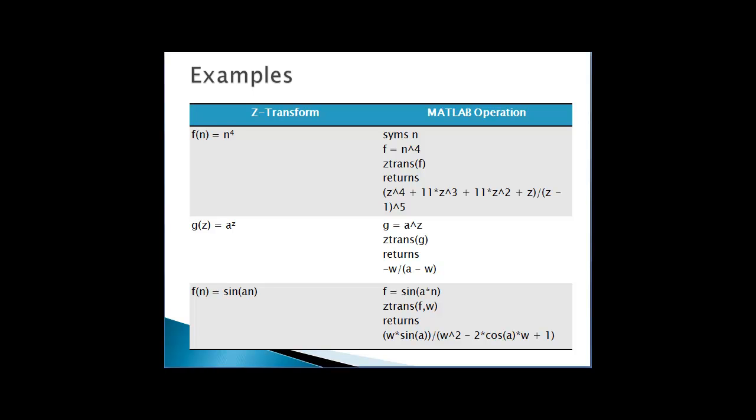For example, I'm having a function f of n which is equal to n to the power 4 and I want to find its Z transform. For that, first of all I have to declare the variable that I am using in my function. Here the variable is n, so I am declaring it using syms n, and the function f is equal to n to the power 4, and for finding the Z transform I will use the command ztrans of f, and then it will return me the answer. Let's try it on the MATLAB.